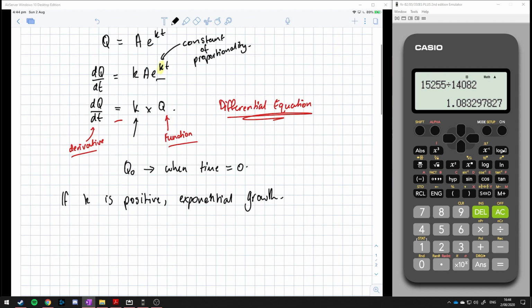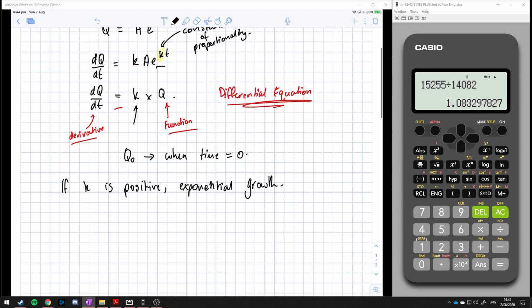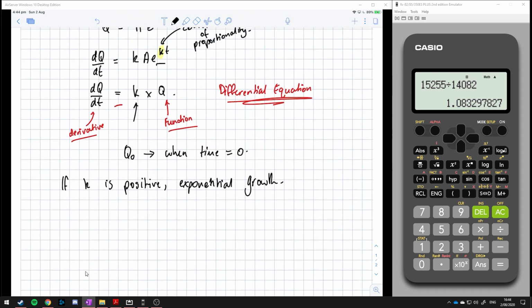Okay, and the converse is just the same. So if k is negative, then q decays to 0 as t approaches infinity. This behavior is called exponential decay.